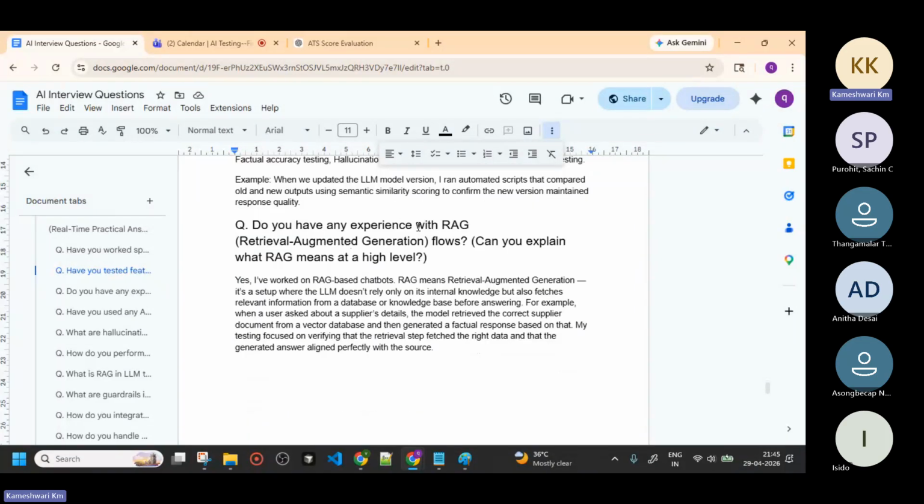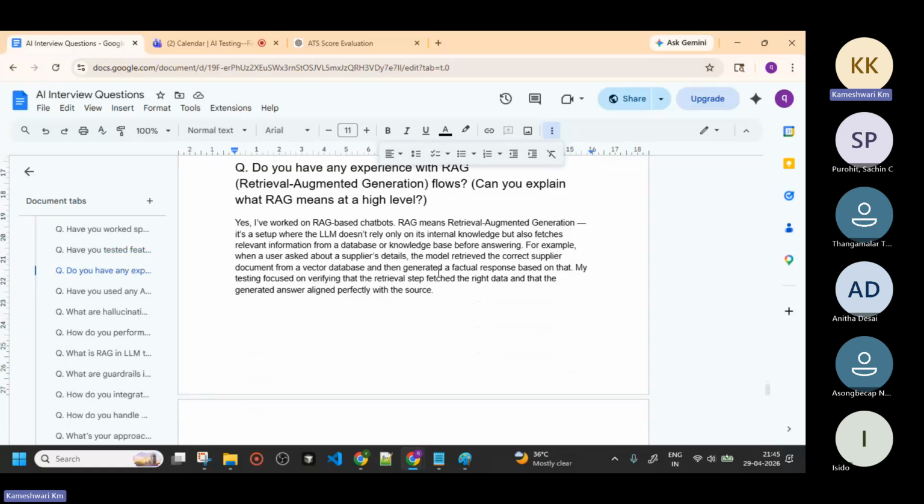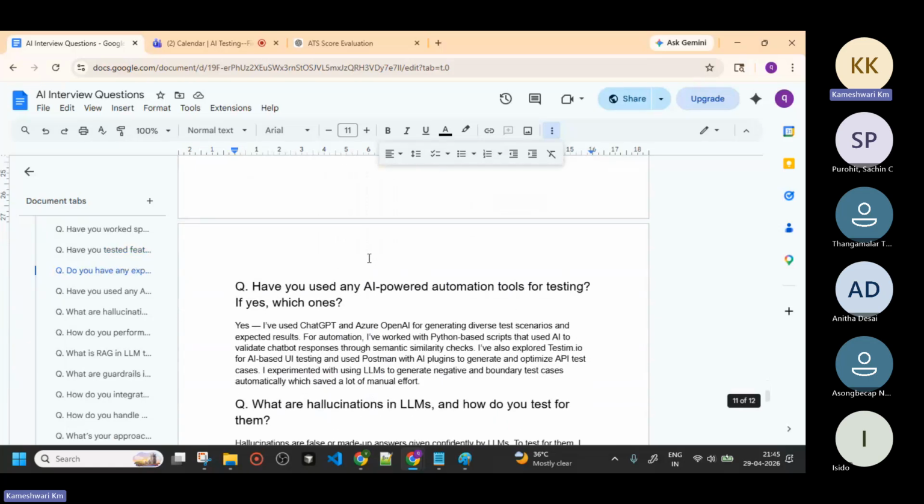Okay. Do you have any experience with RAG, retrieval augmented generation flows? Can you explain what RAG means at a high level? We have already learned what RAG is and how it works, so I'm just going with that.